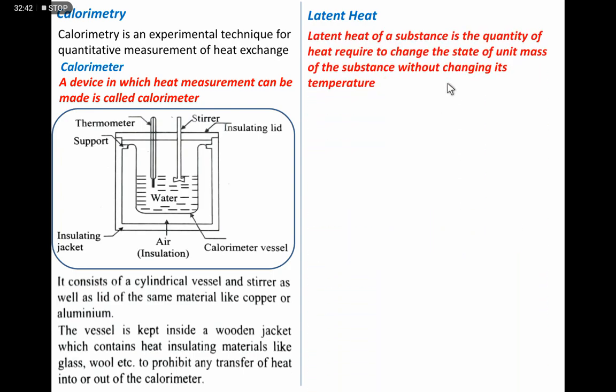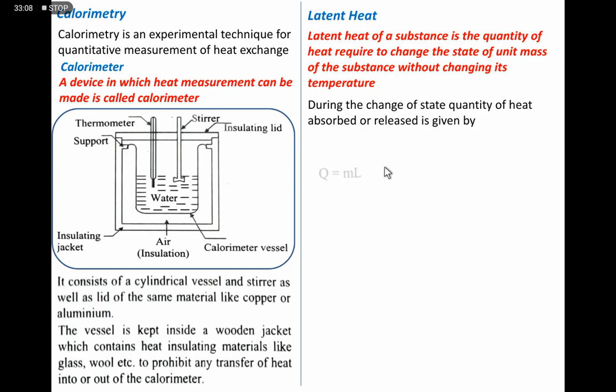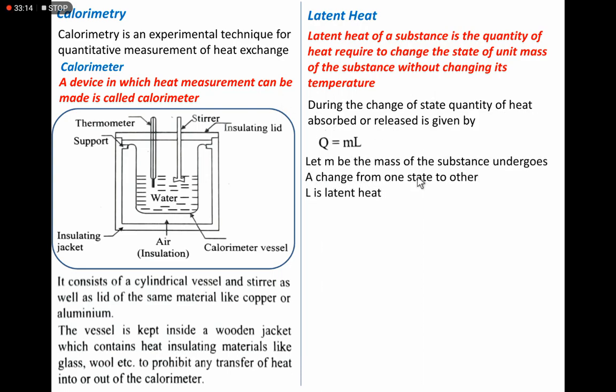And in our syllabus the definition: latent heat of the substance is the quantity of heat required to change the state of unit mass of the substance without changing its temperature. So I explained the latent heat, and the definition of the latent heat. Here in our syllabus, two types of the heat we have to consider. Here is the equation for the latent heat. It is m into L. M is the mass of the substance, and L is the latent heat.